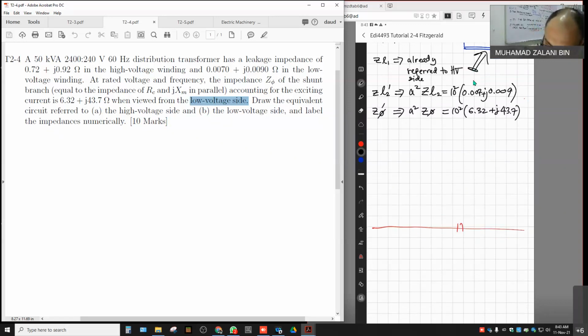For ZL2 prime, how much is it? 10 squared is 100, times 0.007 gives 0.7, and 100 times j0.009 gives j0.9 ohms. For Zφ prime, 100 times 6.32 is 632, and 100 times 43.7 is 4370 ohms. Then the next step is to draw the equivalent circuit with all the impedances referred to the primary side.